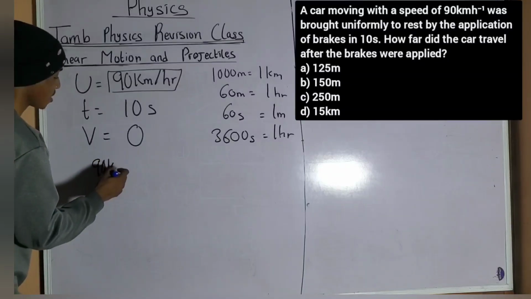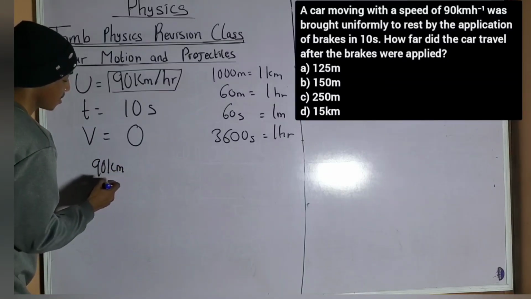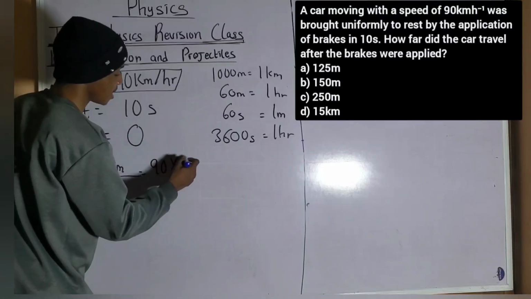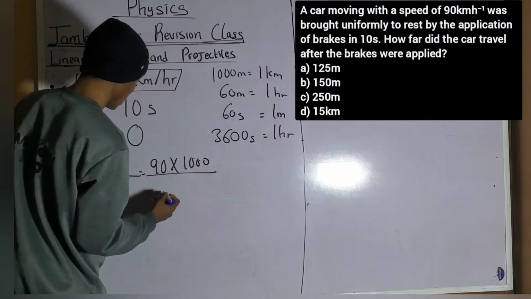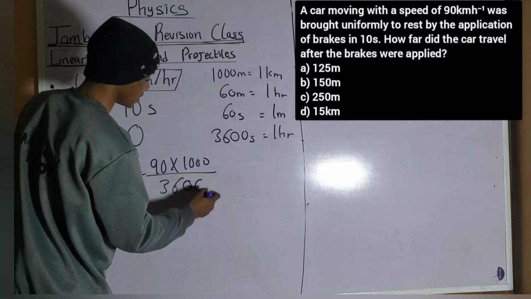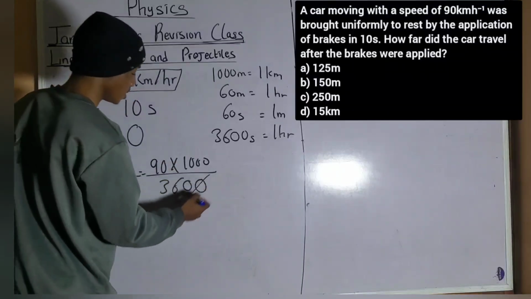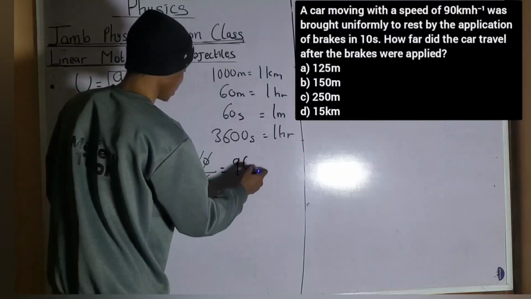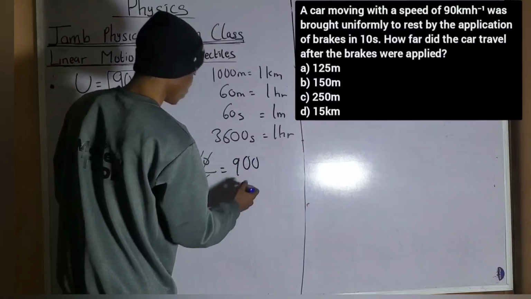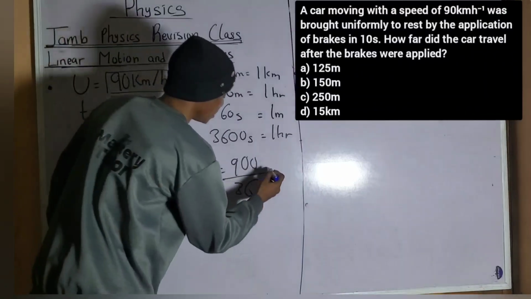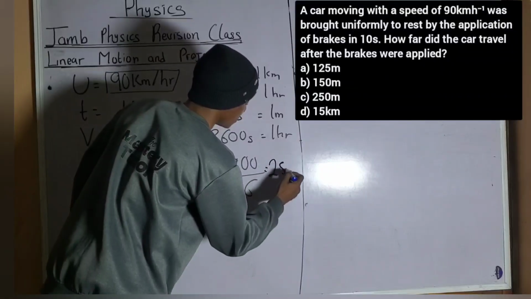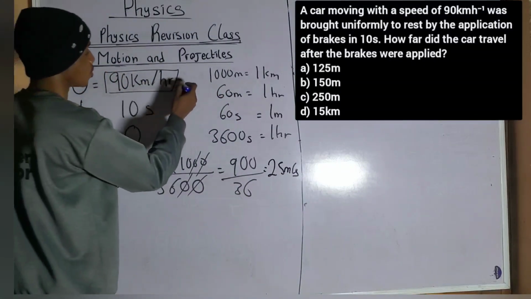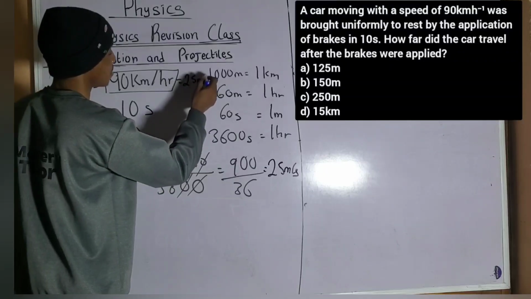90 kilometer per hour equals 90 multiplied by 1,000 all over 3,600. So this will eliminate this. So I'm going to have 900 all over 36. This will give me 25 meter per second. So the initial velocity u equals 25 meter per second.